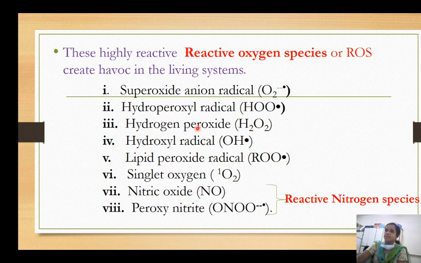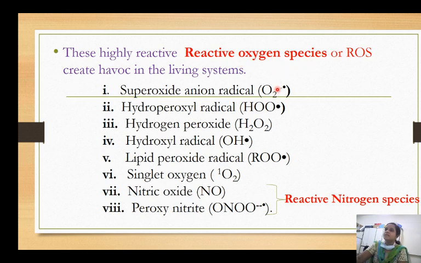Reactive oxygen species will have superoxide anion, hydroperoxy radical, hydrogen peroxide. Now we are not calling them free radicals because hydrogen peroxide is not charged. Singlet oxygen is also not charged. So the name is a little bit modified so that we can include uncharged, the neutral substances, neutral species also. So the name is changed to reactive oxygen species.